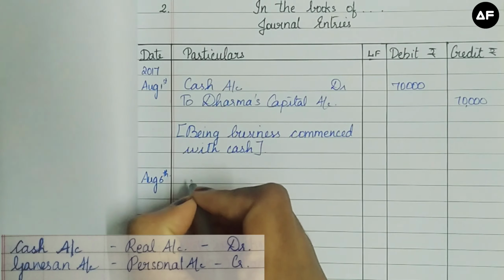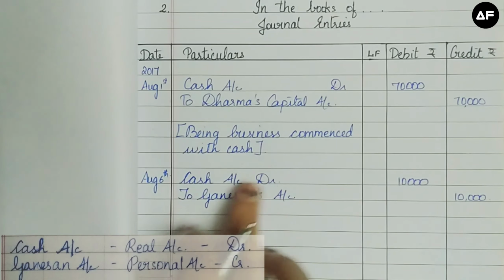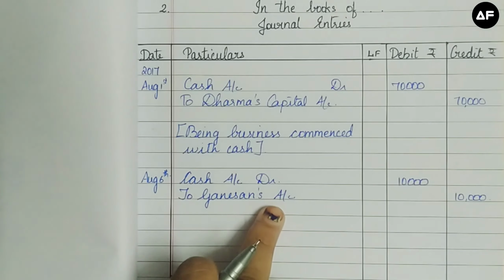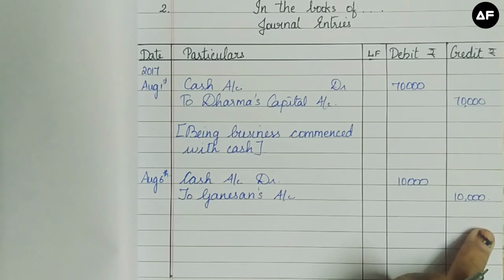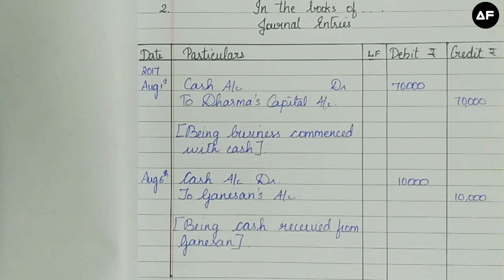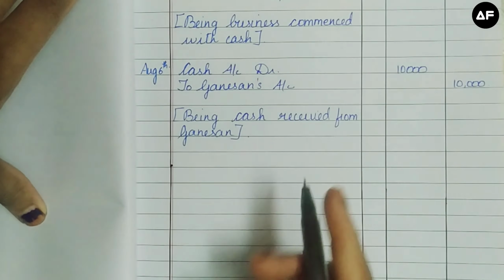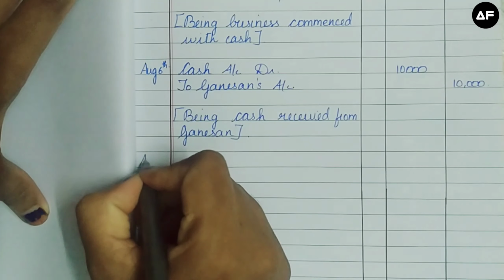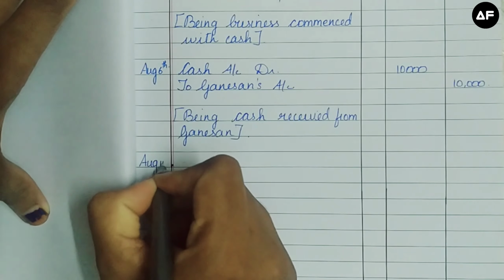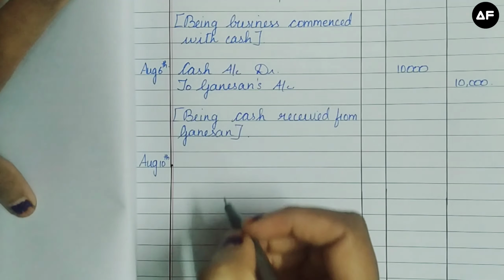As for a working note, the entry is going to be cash account debtor to Ganeshan's account, 10,000 on the debit and 10,000 on the credit. The narration being cash received from Ganeshan. Next entry on the 10th of August. So on the date column, let's write August 10th.